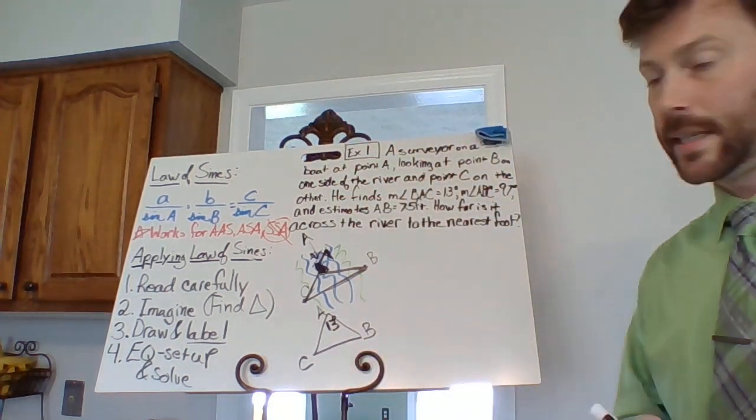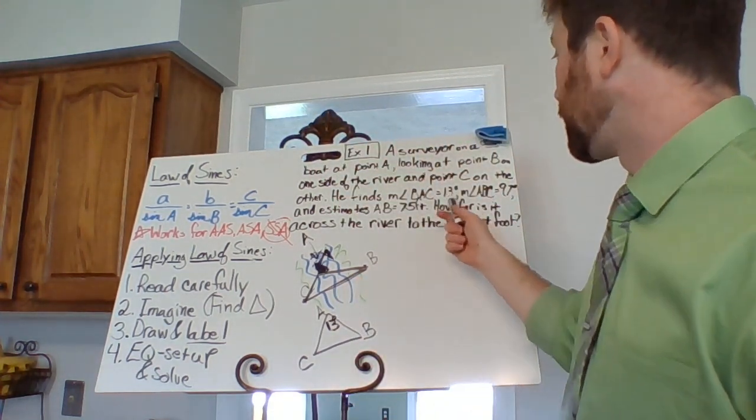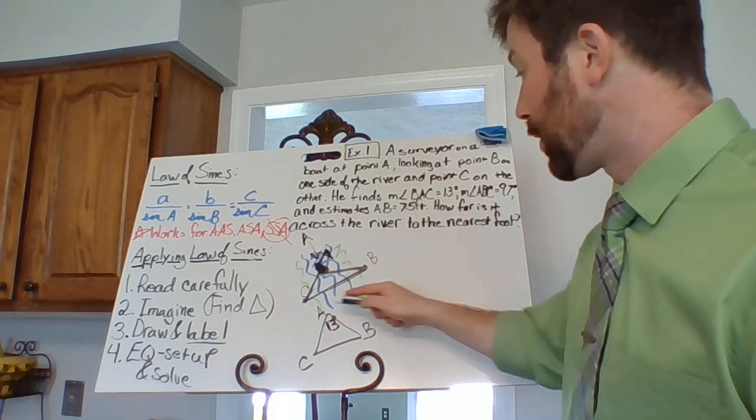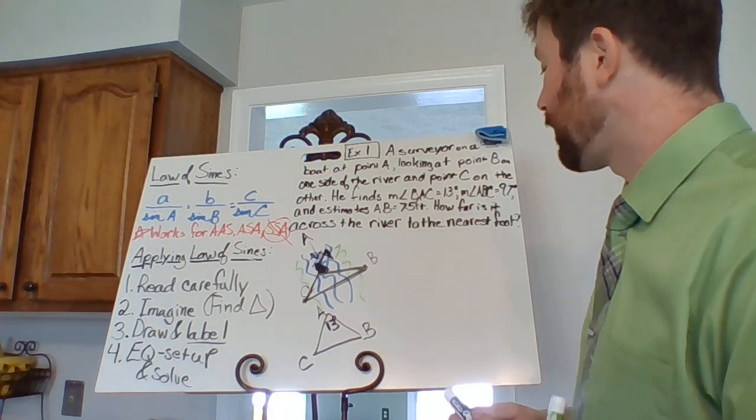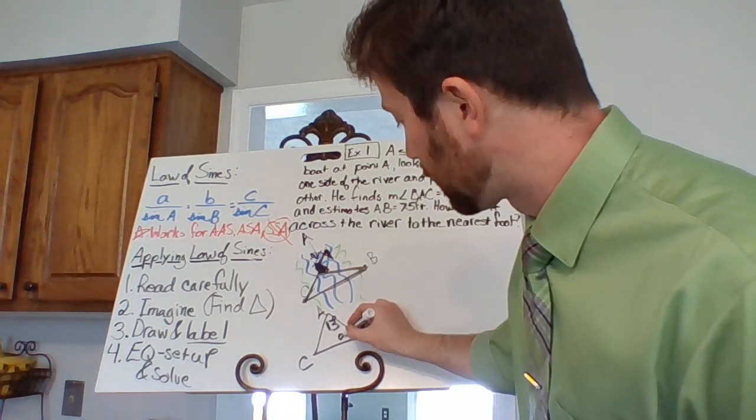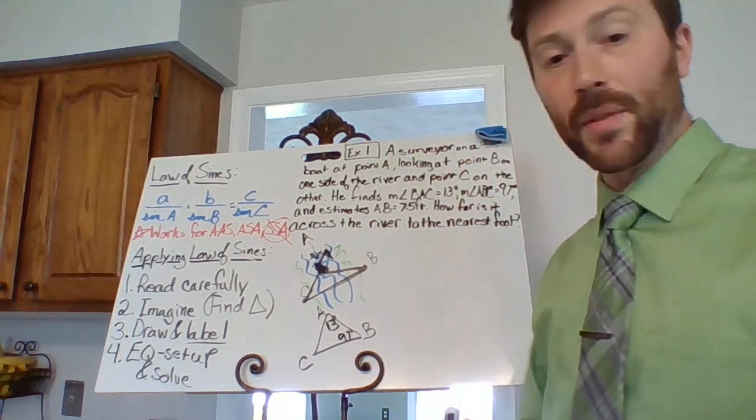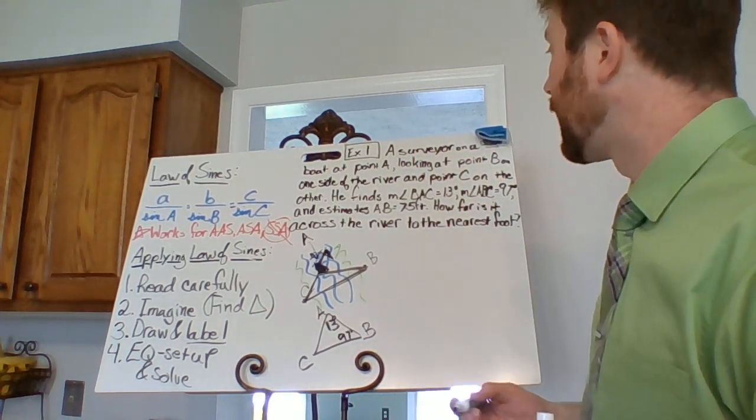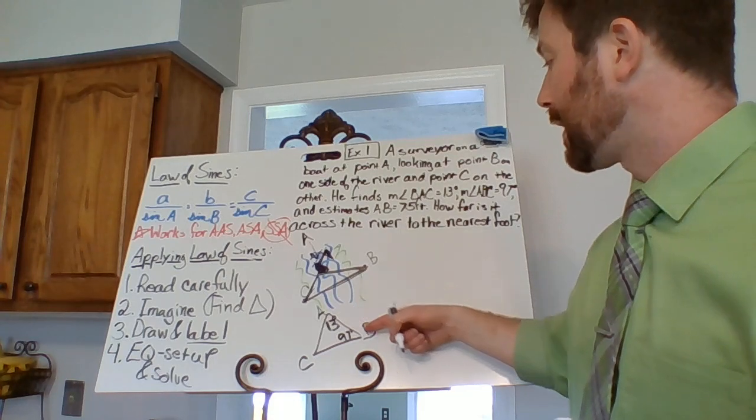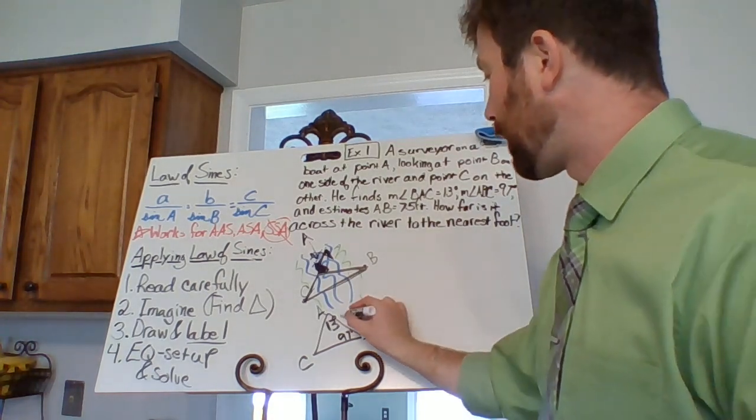Okay, there's 13 degrees. He measures angle ABC, so A to B to C. He finds that that is 97 degrees. So we label that as 97 degrees. And he estimates the distance from A to B is going to be 75 feet.